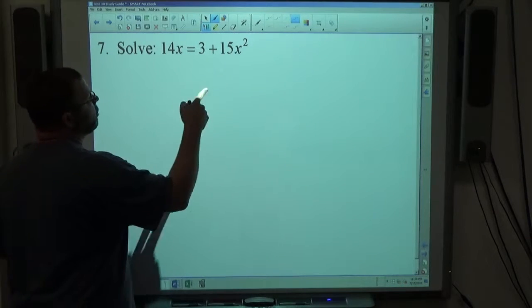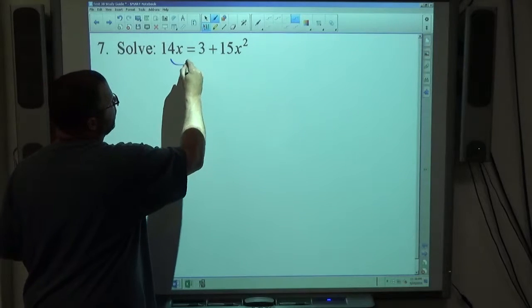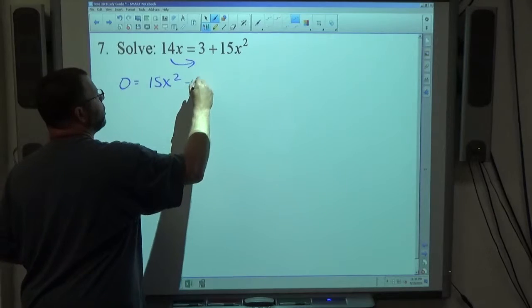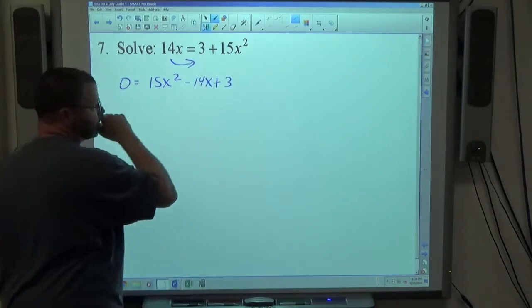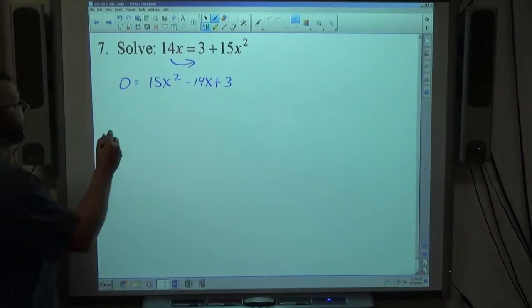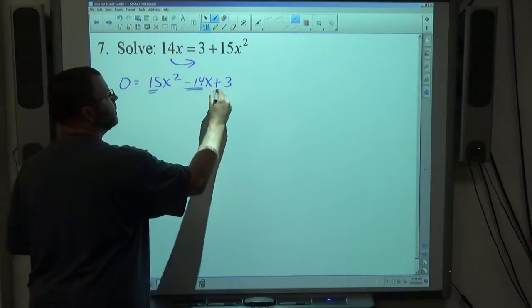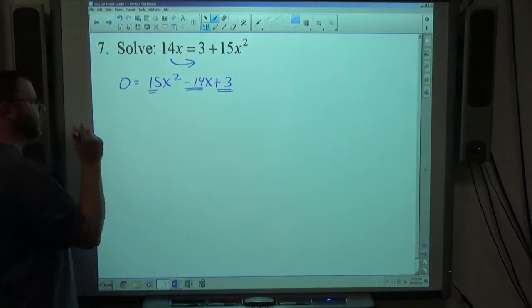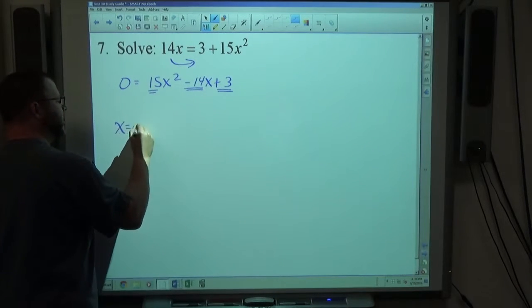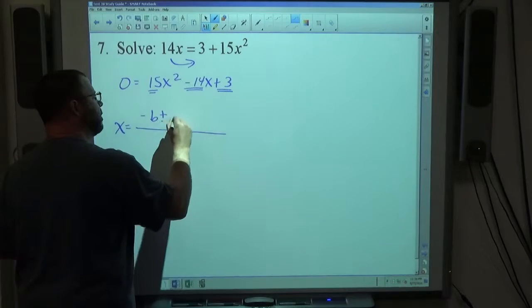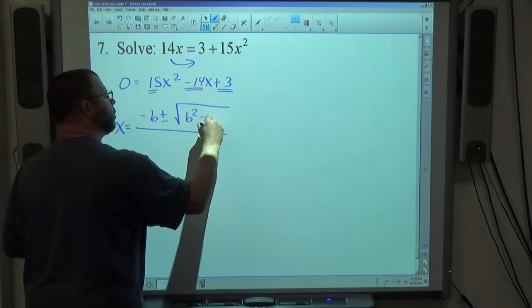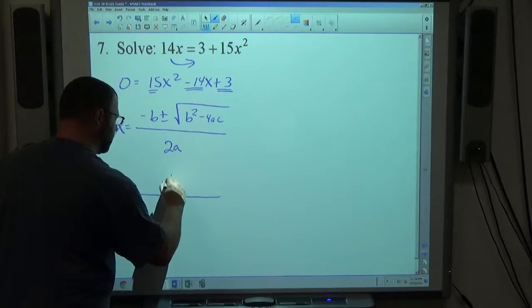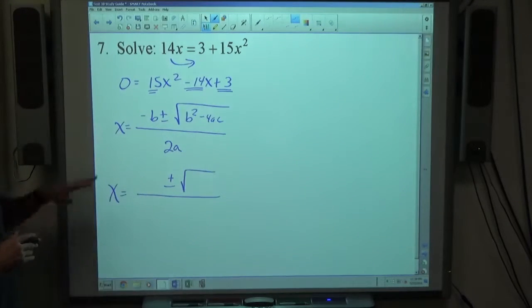So, quadratic formula, I like x squared positive, so I'm going to move the 14x to the right. 0 is equal to 15x squared minus 14x plus 3. Okay, quadratic formula, we have a, b, and c. And a is positive 15, b negative 14, c positive 3. The quadratic formula says that x equals minus b plus or minus the square root of b squared minus 4ac all over 2a.